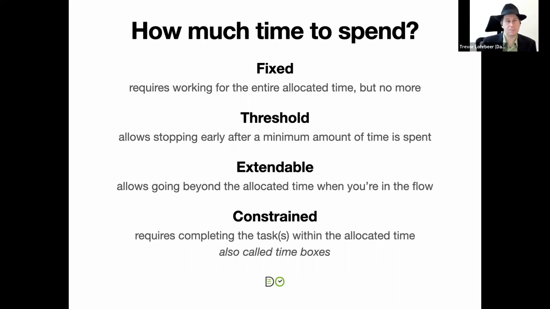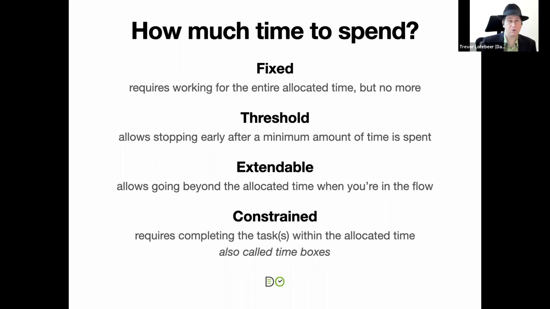So how much time do we spend within a time block, right? There are 4 ways of looking at time blocks. First is a fixed time block, and that's where we work for the entire allocated time, but no more. And this is what is most commonly known within the time blocking world, where we're saying, I'm going to work on something for 90 minutes. At the end of the 90 minutes, I'm going to switch to my next task.